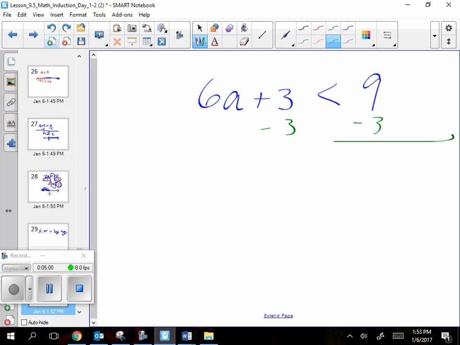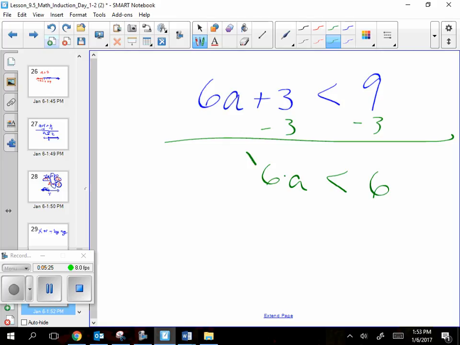Everybody do minus 3. I like to draw a line across, you don't have to, but up to you. 6a is less than 6. Now, some people think, well, didn't you say when I did a negative? I didn't say when you did a negative. When you multiply or divide by a negative. Did I multiply by 3? No. I didn't multiply or divide, so I don't switch the sign. Sign stays the same.